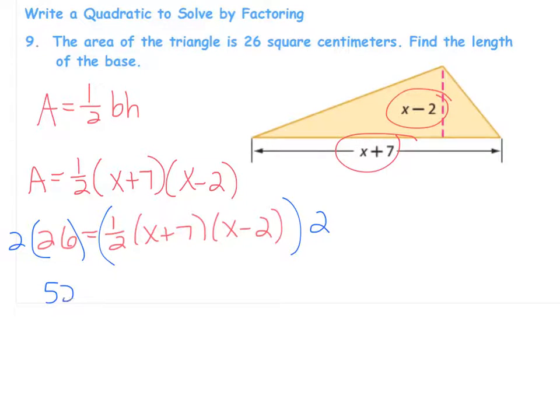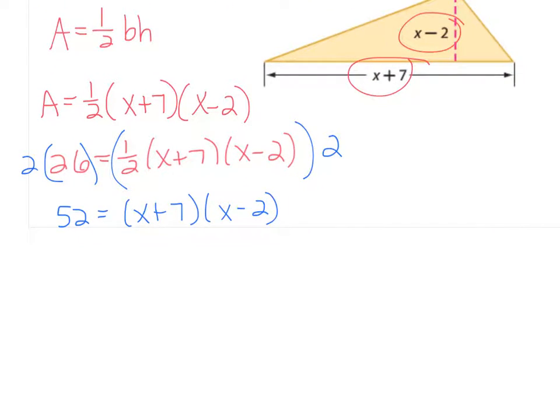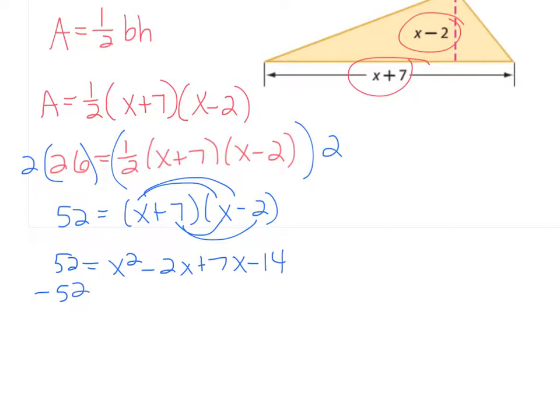So we get 52 equals (x plus 7) times (x minus 2). We still need to FOIL that out. So we have x times x, x times negative 2, 7 times x, and then minus 14 equals 52. Get it all to one side, so I'm just going to subtract the 52. And you get x squared, combine like terms here, plus 5x, and then minus 66 is equal to 0.